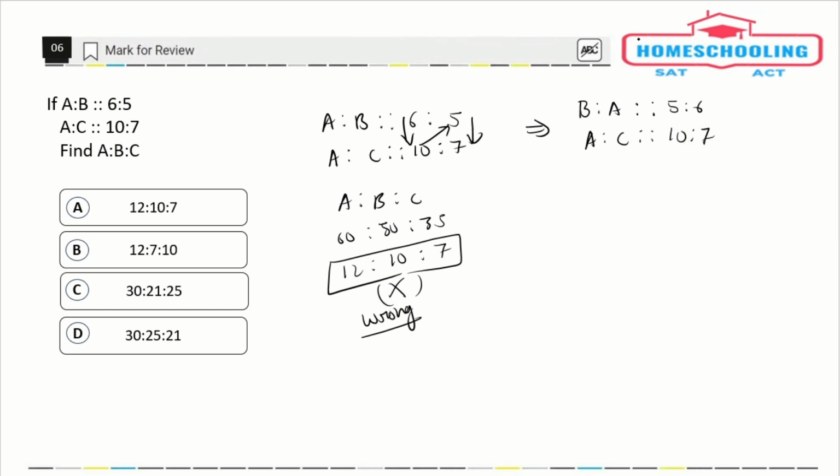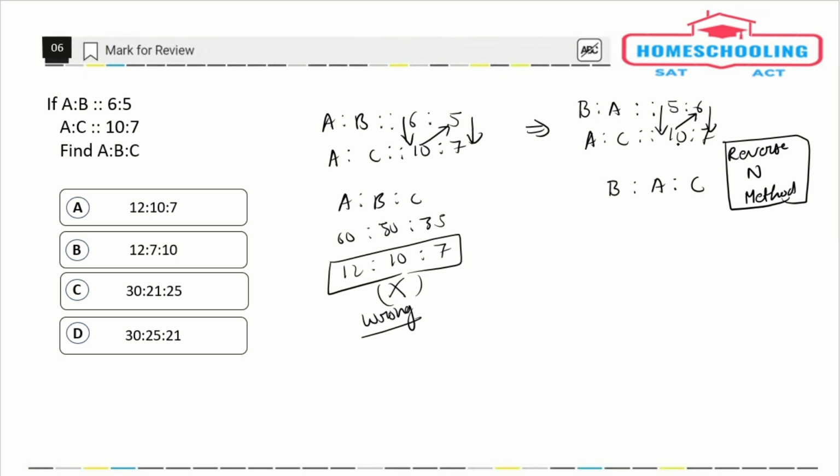Now we can use the reverse n method because the intersection would be between the same variable. So from this we can say that B is to A is to C. By using the reverse n method, what we are going to do here is B, A, C.